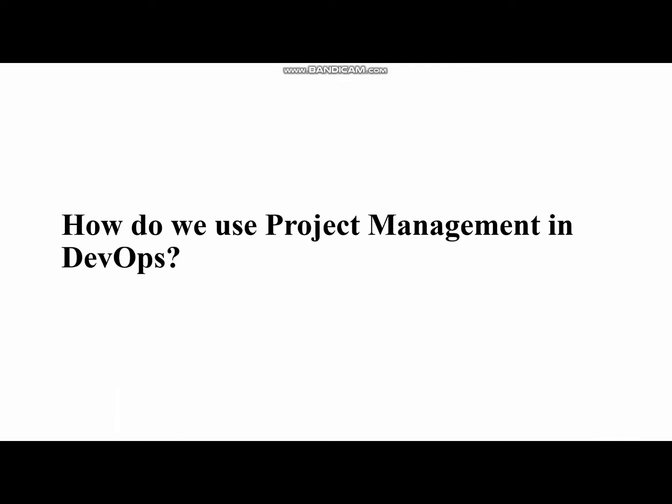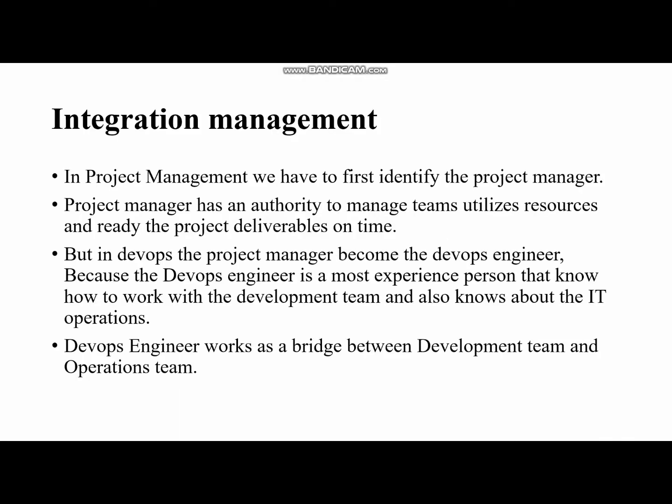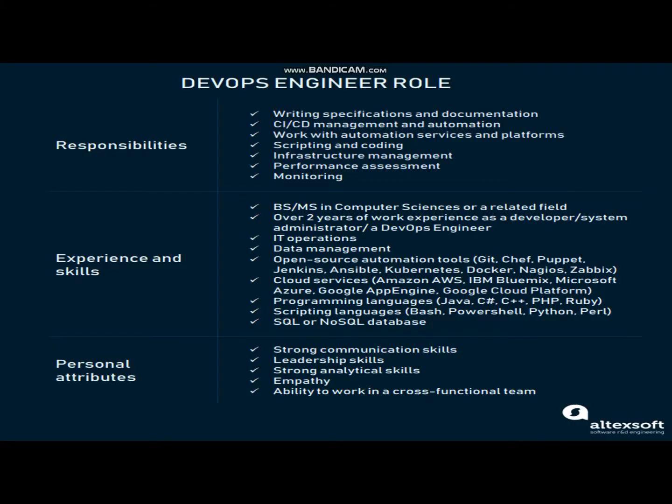So how do we use project management in DevOps? Integration management. In project management we first have to identify the project manager. The project manager has the authority to manage the team, utilize resources and deliver the project deliverables on time. But in DevOps, the project manager becomes the DevOps engineer, because the DevOps engineer is the most experienced person who knows how to work with the development team and also knows about IT operation. The DevOps engineer works as a bridge between the development and operation teams.